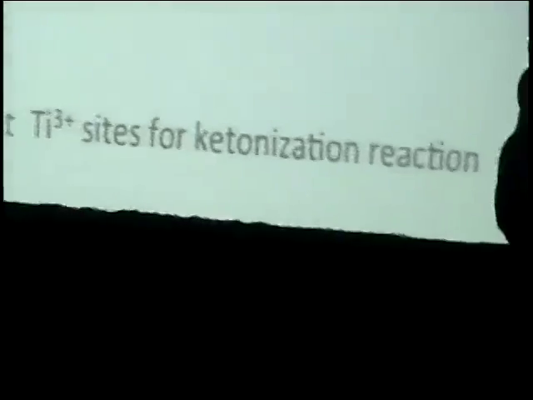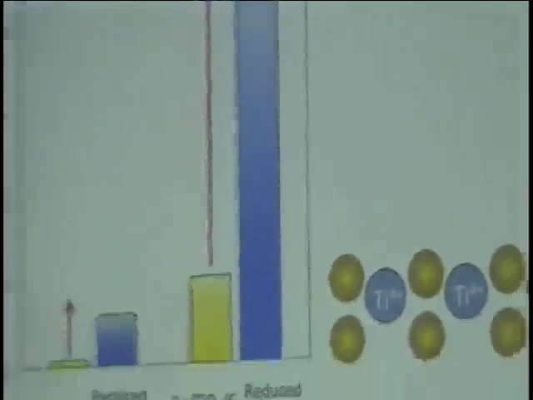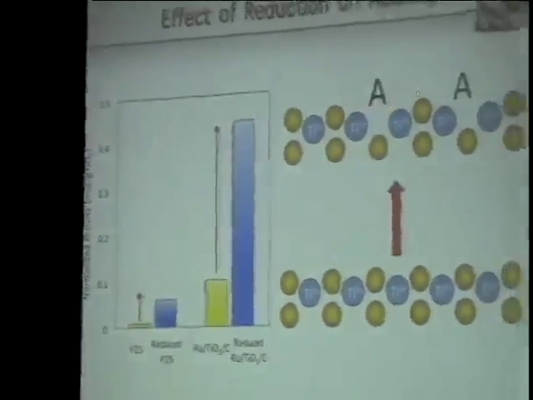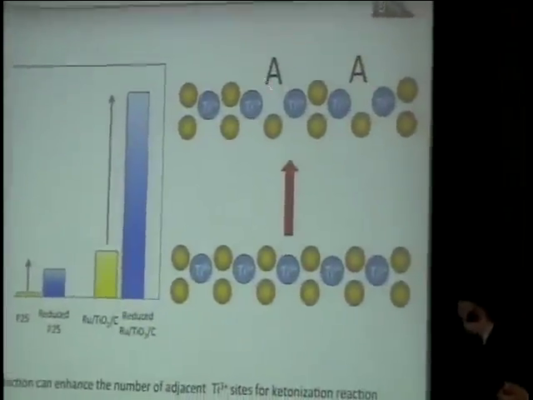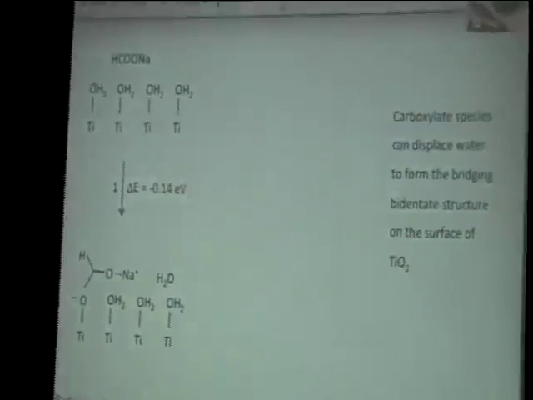So the question now is, okay, from the mechanistic point of view, what causes that whenever we do some reduction here, or we produce some oxygen vacancies, are we emphasizing the activity for ketonization? So the next would be to investigate what is the mechanism of that.